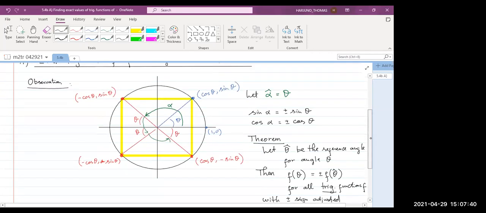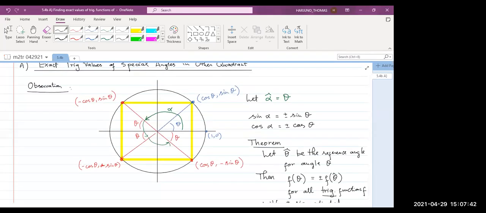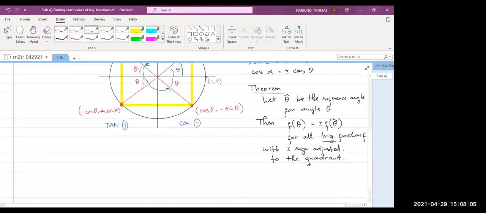Now we have seen before that in quadrant 1 all are positive, in quadrant 2 sine is positive, therefore cosecant also positive, in quadrant 3 tangent is positive, and in quadrant 4 cosine is positive. Okay, so how do we use that?